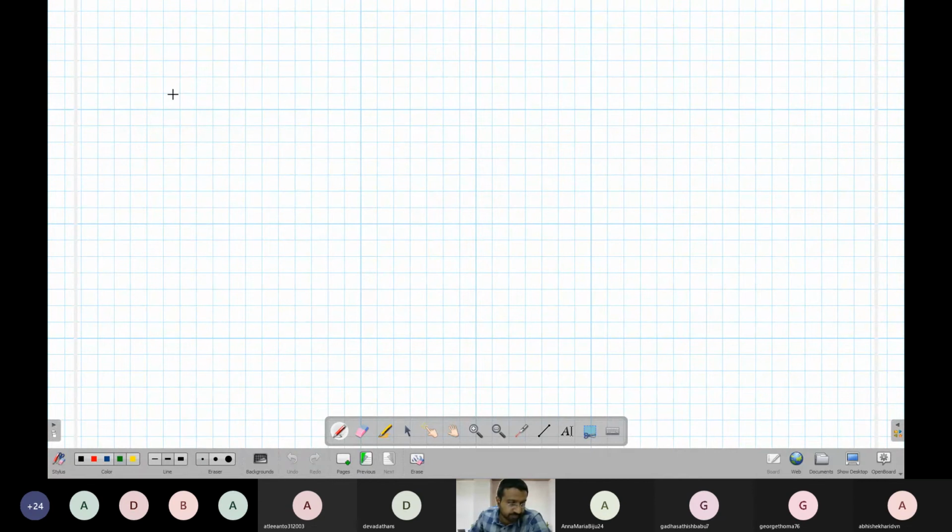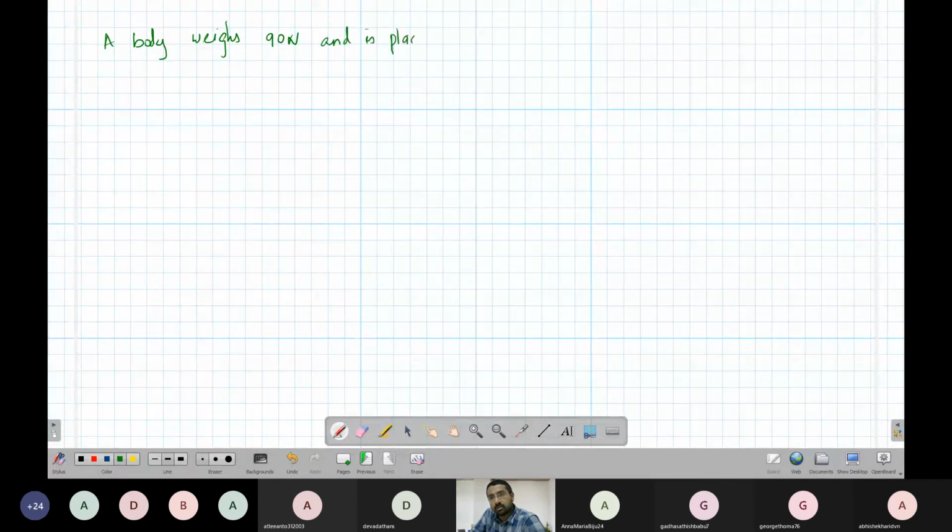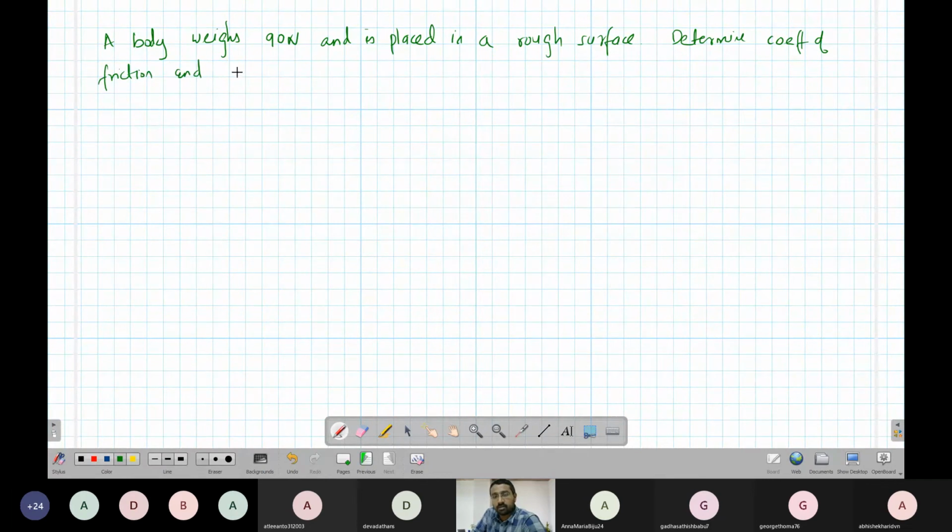Let me see. Your body weighs 90 newtons and is placed on a rough surface. Determine the coefficient of friction and the angle of friction.